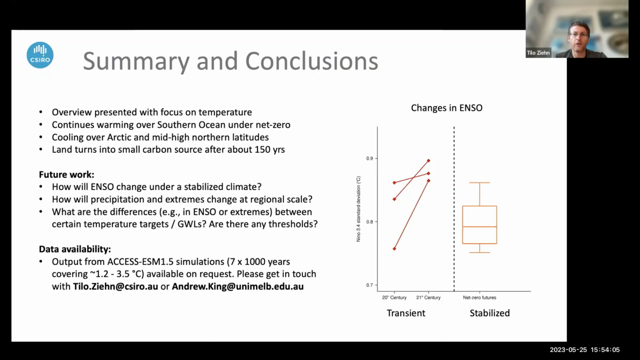We already started to look at ENSO and how ENSO might change in a stabilized world. And it looks like ENSO variability would be reduced according to our results. We're also looking at climate extremes and how they potentially change at different global warming levels. And although the output from our simulations is not published, we're happy to provide the data if you're interested. And you can also contact us if you want to be involved in any further analysis. And I will stop here.